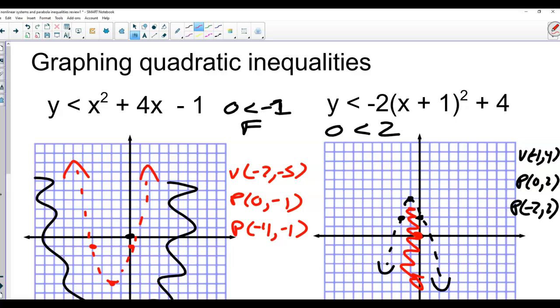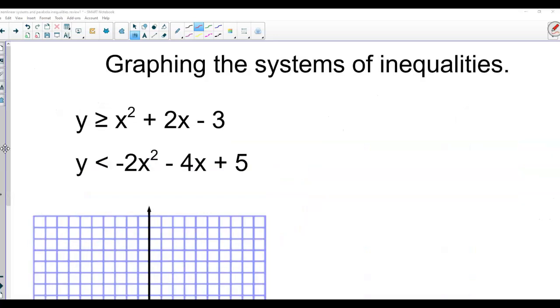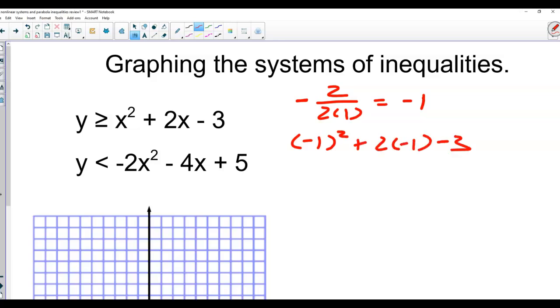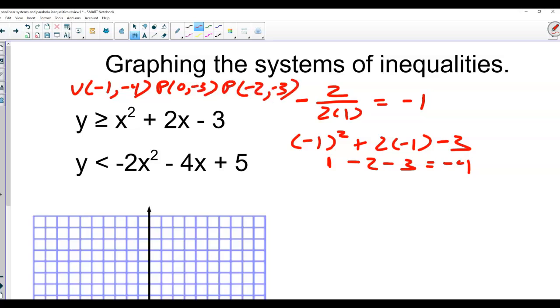Okay? So check your work when you... We're going to graph the first one, the top one, first. That's negative 2 over 2 times 1. We get negative 1 for the x coordinate of my vertex. When I plug that in, negative 1 squared plus 2 times negative 1 minus 3, we get 1 minus 2 minus 3, we get negative 4. So the vertex is negative 1, negative 4, and my points are 0, negative 3, and negative 2, negative 3.